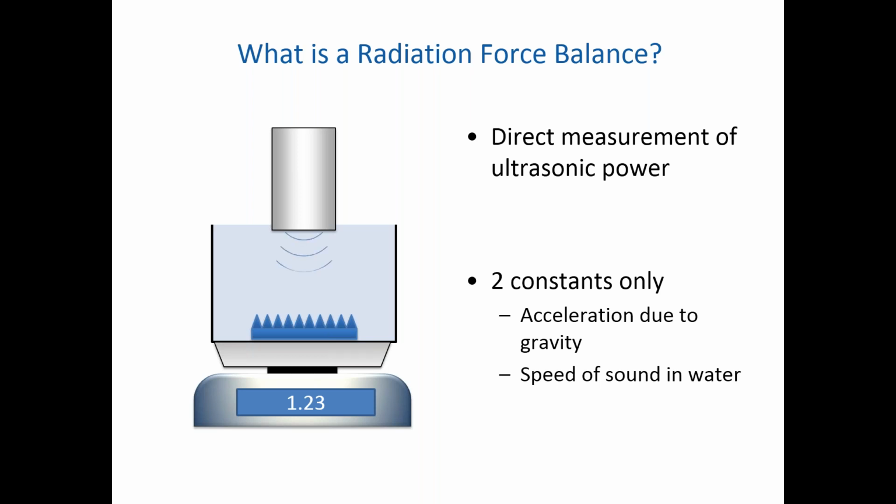However, the disadvantage of this method is that the conversion factor that arises from those two constants means that we have a sensitivity that is of the order of about 67 to 70 milligrams per watt of ultrasound. So if we're looking to measure typical diagnostic levels of ultrasonic power in the tens of milliwatts or less, we need very, very accurate microbalances.